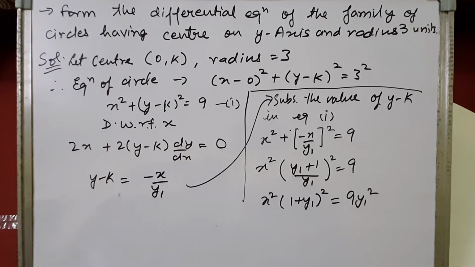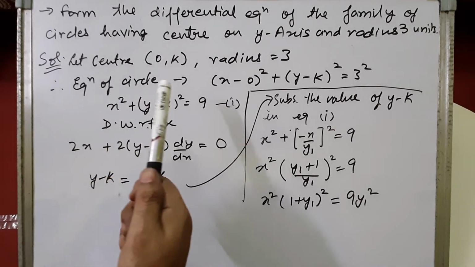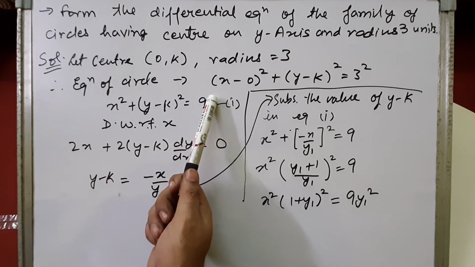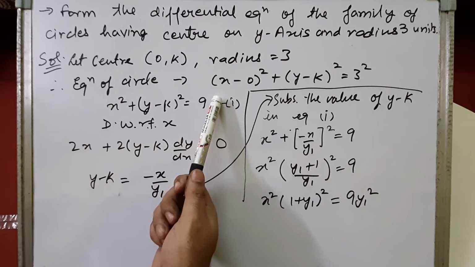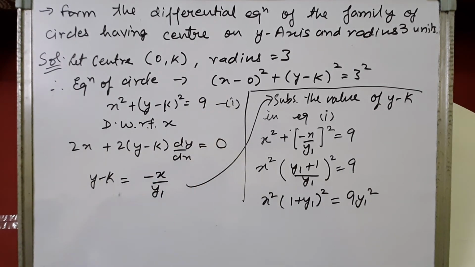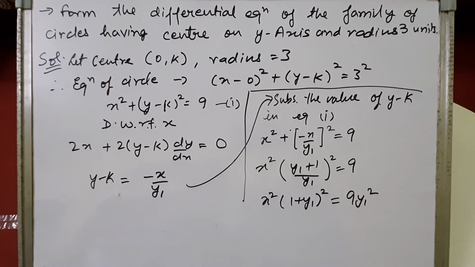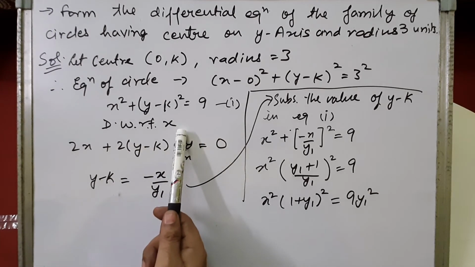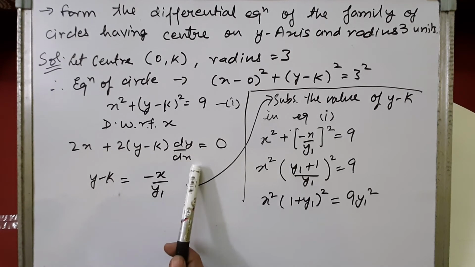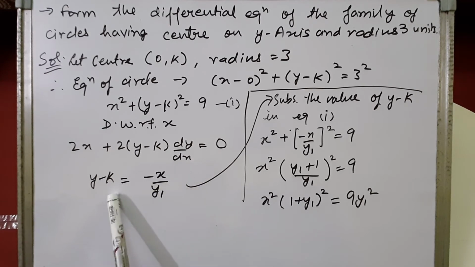The equation of a circle with center (h, k) and radius r is (x − h)² + (y − k)² = r². So if we have center (0, k), the equation of the circle will be (x − 0)² + (y − k)² = 3². When we simplify, we'll get x² + (y − k)² = 9. Let this be equation 1. Differentiating equation 1 with respect to x, we'll get 2x + 2(y − k) dy/dx = 0. So the value of y − k will be obtained as −x/y1.